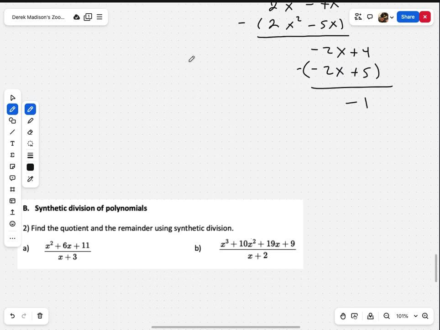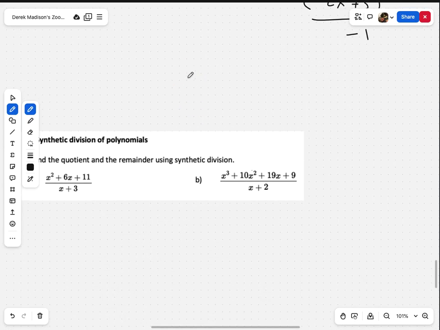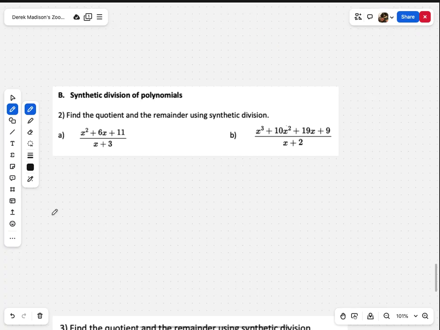So this isn't a good example because it leads with a 2, which is why we had to use the long division. But here, instead of using x plus 3, we're going to divide by negative 3. We're going to divide by its 0. And we write it a little bit differently. And again, this looks like it's going to be hard for a second, and then it turns out to be super easy.